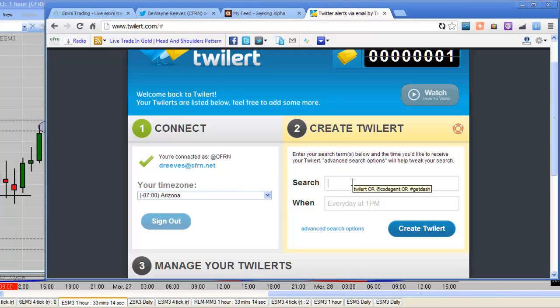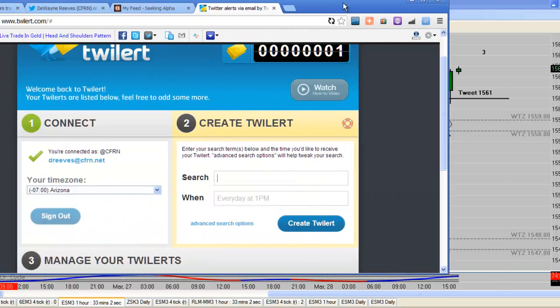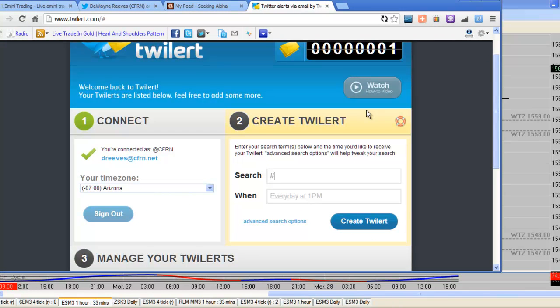Now, if I'm going to send out a trade tweet, in other words, if I'm sending out one of these, consider being short below 15, 54, 75, I'm going to include this in my tweet. That's called a hashtag, for those of you that aren't familiar with Twitter. When we were kids and it was on our telephone, it was called the pound sign, but now it's a hashtag. If I send out a trade tweet, I'm going to put in there hashtag CFRN.